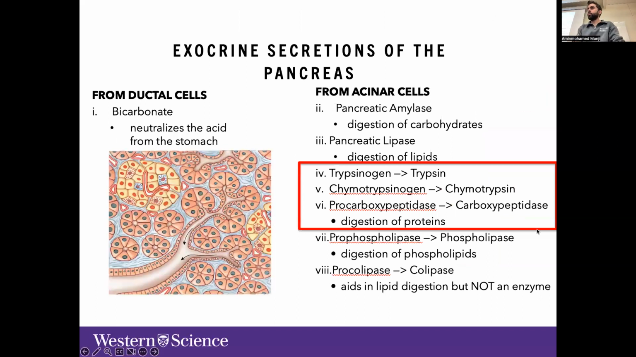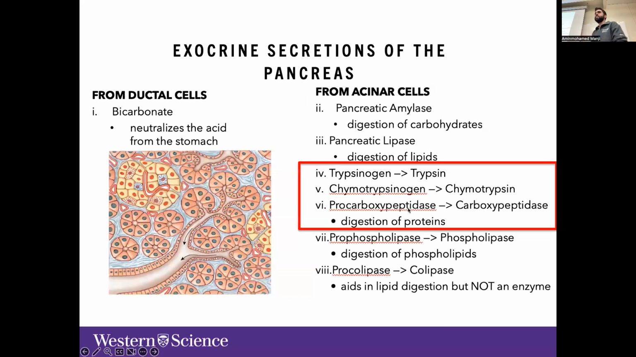Here are your pancreatic enzymes, trypsin, chymotrypsin, and carboxypeptidase. But hang on a second, your pancreas is actually not secreting trypsin, chymotrypsin, and carboxypeptidase. They're secreting trypsinogen, chymotrypsinogen, and procarboxypeptidase. What are these three exactly? Are they enzymes? Yep. They're proteins, so again, they're inactive enzymes. They're zymogens. All enzymes are proteins, but these are specifically inactive enzymes.